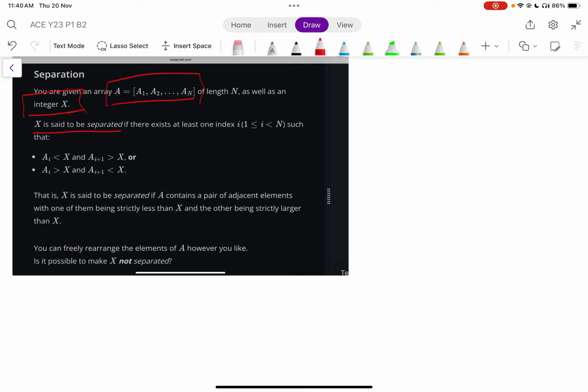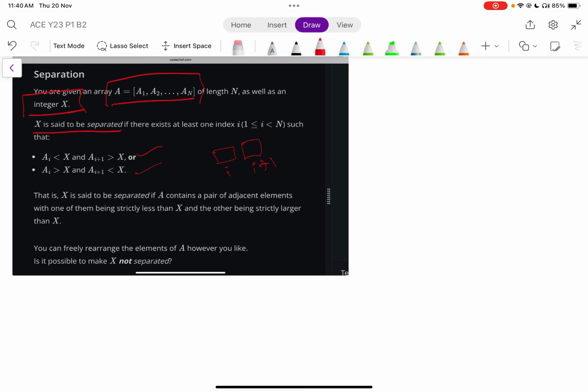Hello everyone. In this video, we are going to discuss the fourth problem, that is separation. After reading that entire description, we get to know that they are giving an array of length n, and along with that, we are going to get an element x. And here, x will be considered a separated number if and only if there are two adjacent elements in the array where one element is greater than x and another element is less than x.